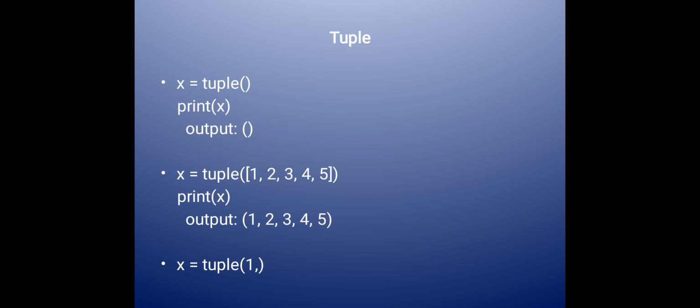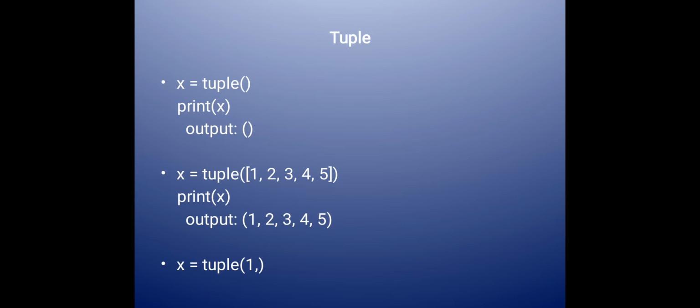The next type is x is equal to tuple of a list of values 1, 2, 3, 4, 5. Then while printing x, the output will be a tuple of 1, 2, 3, 4, 5. That means we have given a list value to the tuple function. Then while printing that output, the list is converted to a tuple.